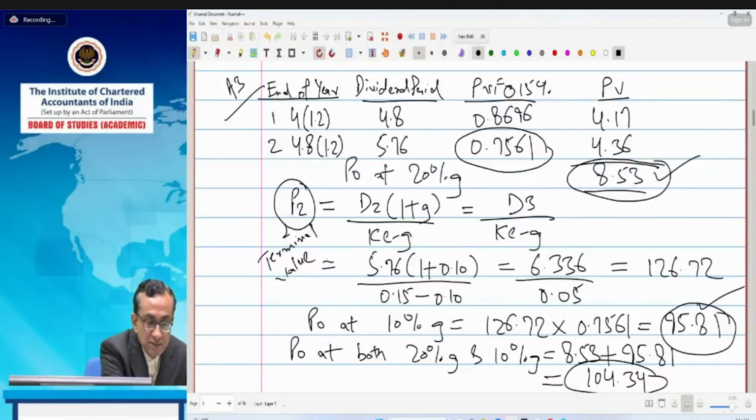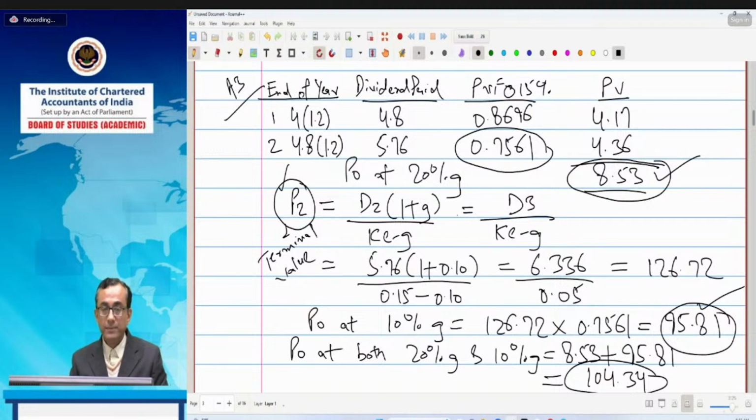Manjuta is asking that the second stage is from the third year, so why is the second year discount rate considered? See, as I have just explained, this portion P2 is the end of the second year or the beginning of the third year. That is why it is discounted to arrive at the present value.